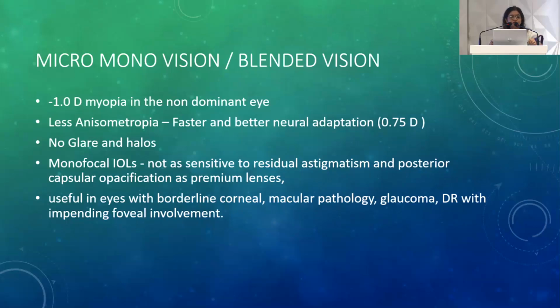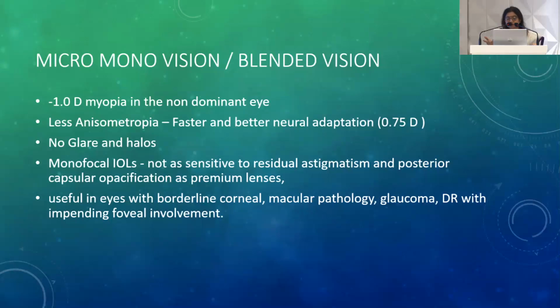Well, with micromonovision, there is less anisometropia as compared to the earlier monovision. No glare, no halos. Like I said, monofocals are the best lenses even today. We still don't have an answer for our IOLs where we can get good multifocality with no glare, no halos. Otherwise, I myself would have got it done long back. I'm waiting for that lens today.